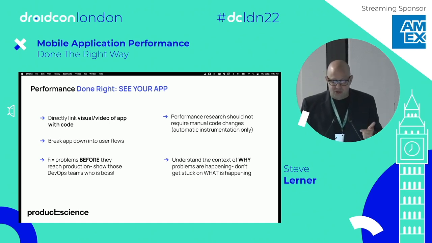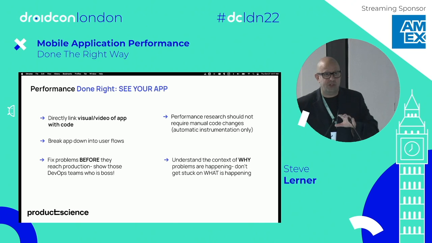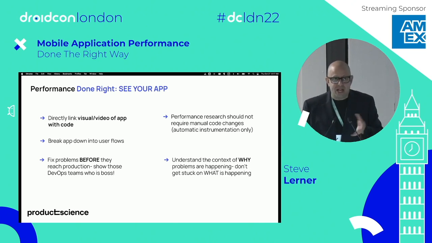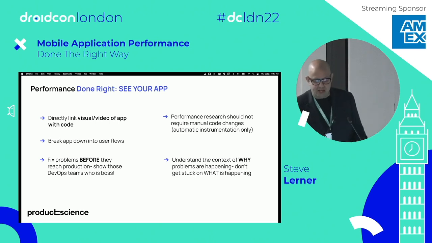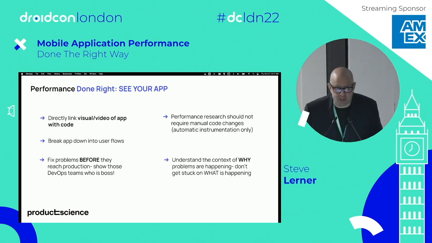Okay. Also, if you're doing things right, you should not require any manual code changes. You should not touch your code. You should be able to observe your app, see your app, and see how it works without any code manipulation. You should not have to change your app to see it. And most importantly, when you're doing things right, you're understanding why problems are happening. Not just that they're happening, but why.